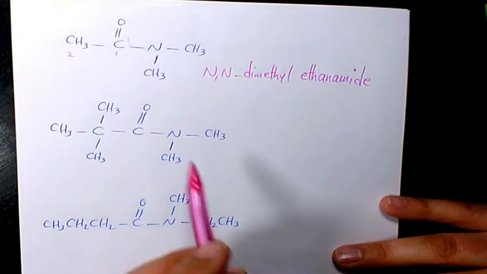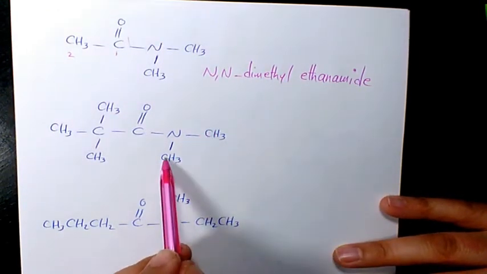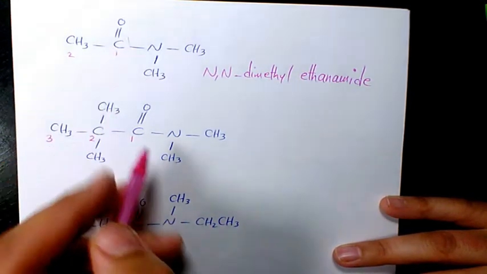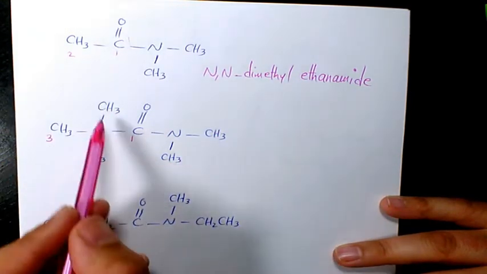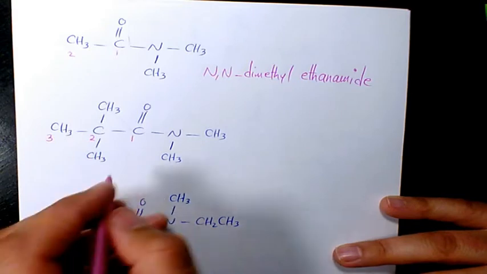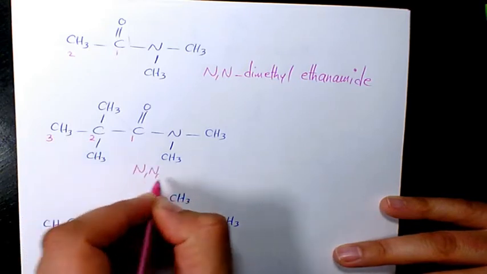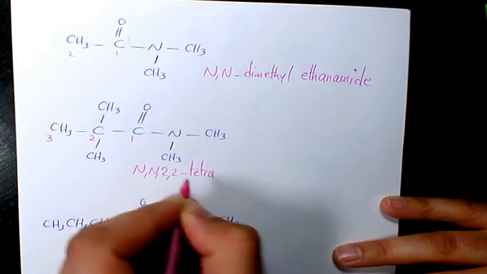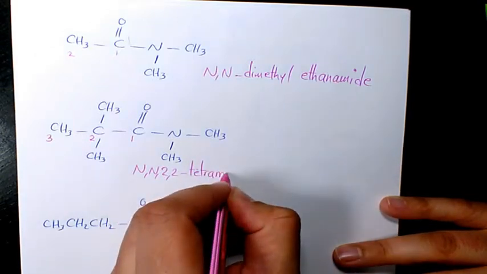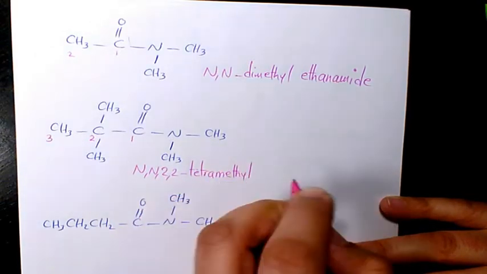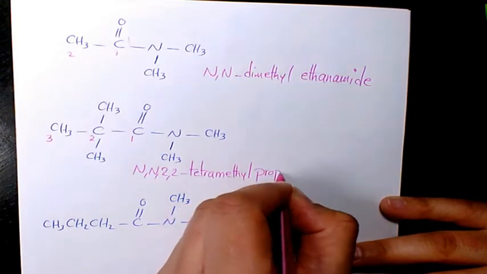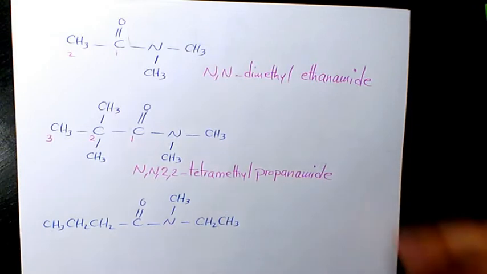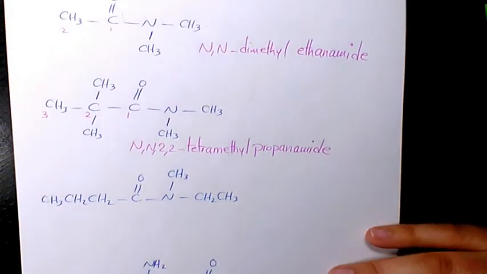Next one. Again, both of them are substituted with methyl. 1, 2, 3. So we have 2 methyls here and 2 methyl groups here. So it's going to be N and N, 2 and 2, tetra means 4, tetramethyl propanamide. That's the name of this organic compound.